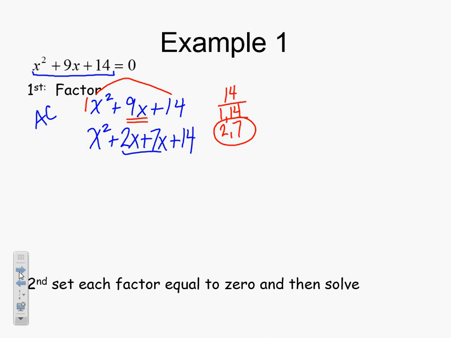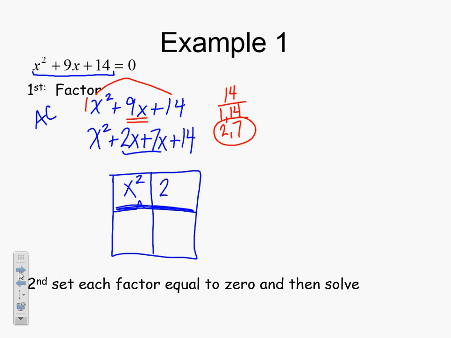So that I have 4 terms. My goal is to turn a 3-term problem into a 4-term problem so that I can go ahead and fill them into the 4 squares. So the x squared, the 2x, the 7x, and the 14 will all go ahead and fill in here, and then take a greatest common factor, divide something out of every row and column.